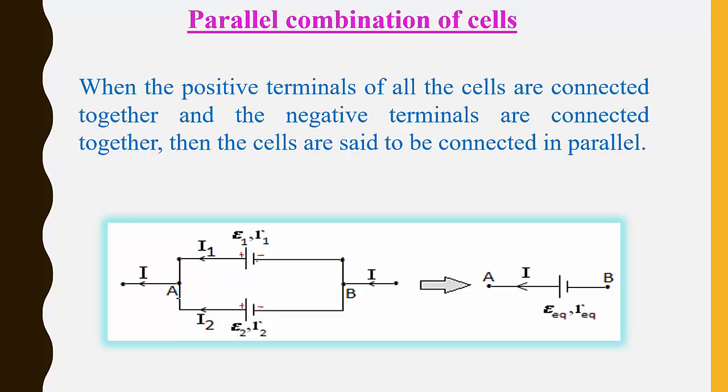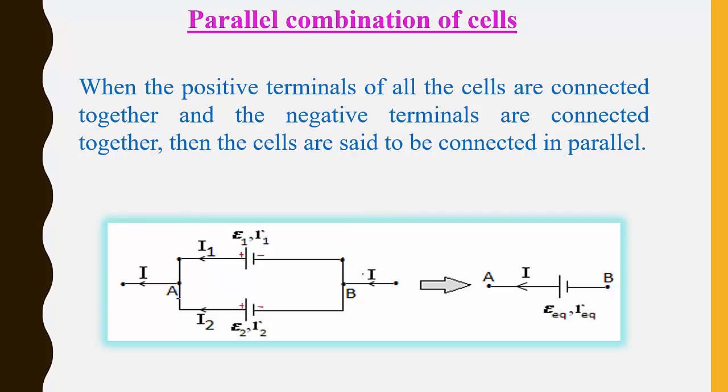The first cell has EMF E1 and its internal resistance is R1. Similarly, E2 is the EMF of the second cell and R2 is its internal resistance. Now A and B are the terminals. So here we consider electric current I.